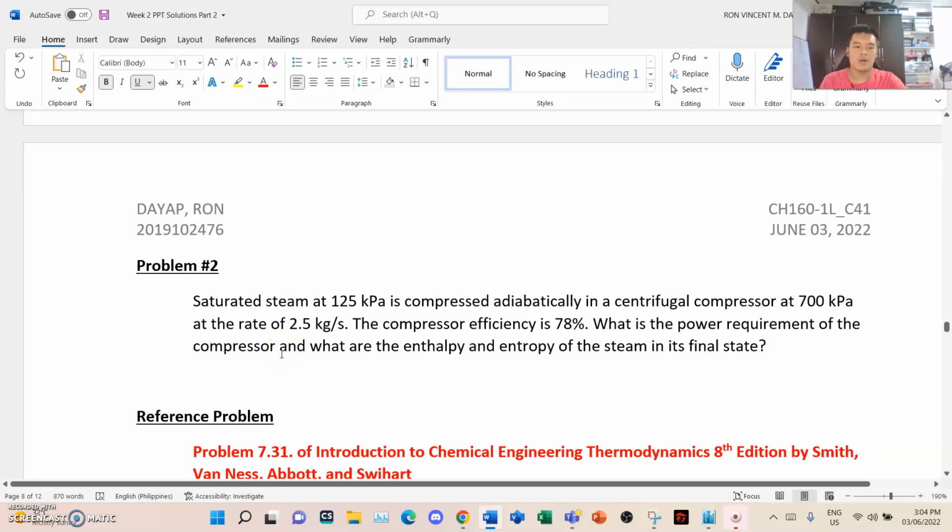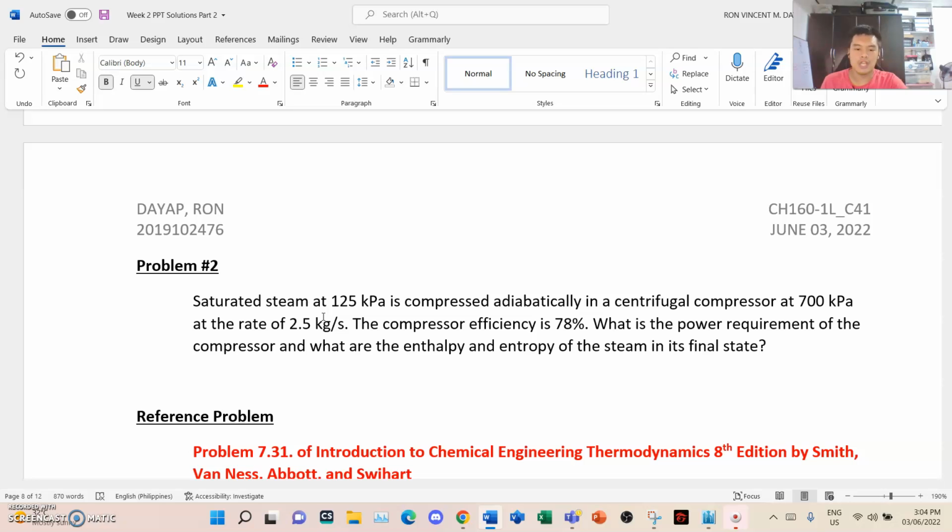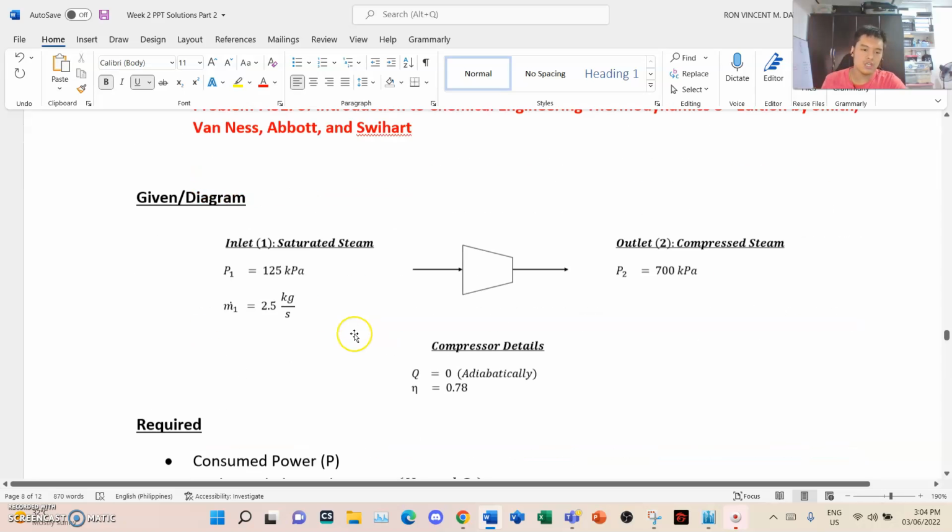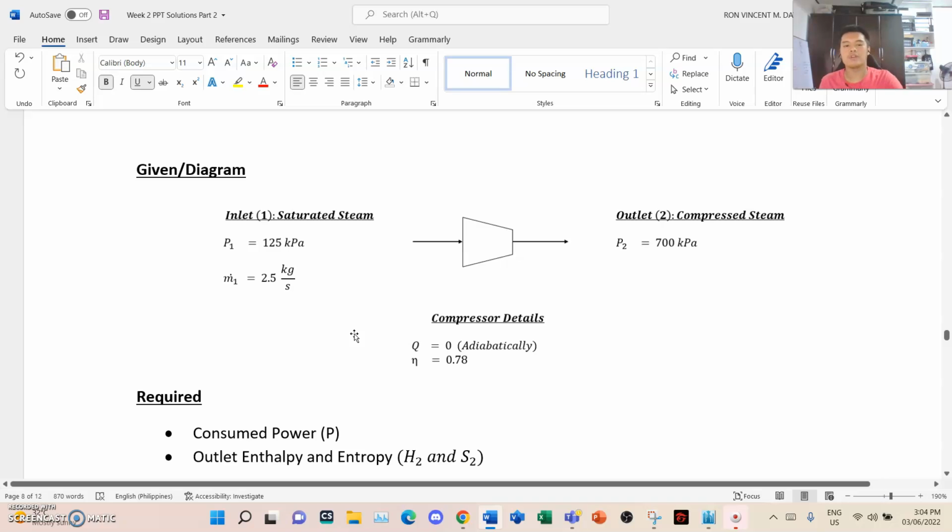So in this problem, saturated steam at 125 kilopascals is compressed adiabatically in a centrifugal compressor to 700 kilopascals at the rate of 2.5 kg per second. The compressor efficiency is 78%. What is the power requirement of the compressor, and what are the enthalpy and entropy of the steam in its final state? To start, let us have the diagram given.